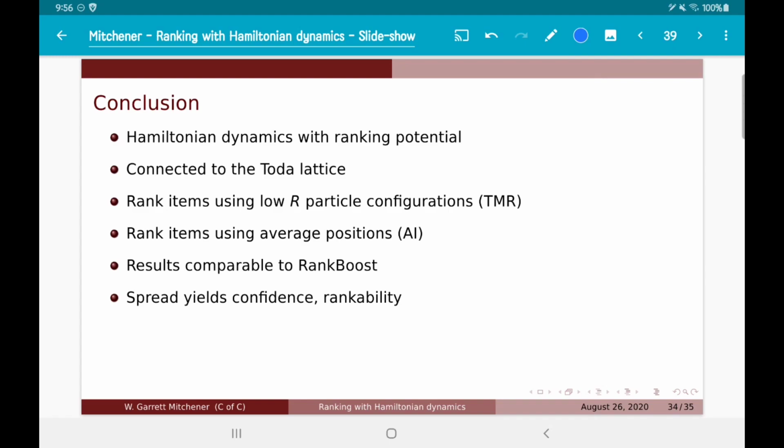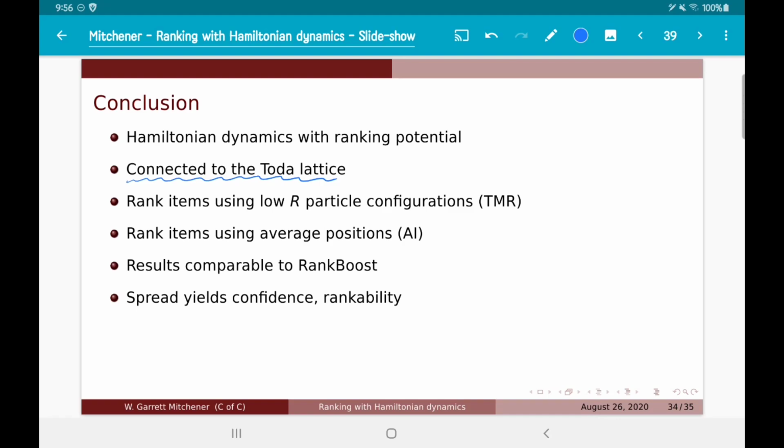Without that confinement potential, the resulting Hamiltonian is very clearly connected to the Toda lattice, but unfortunately I was not able to get a good ranking algorithm out of Toda lattice dynamics. What I was hoping was that since the Toda lattice is effectively doing a continuous version of the QR decomposition, maybe it would attach an eigenvalue to each of the items being ranked, that would then give me a way to order them.